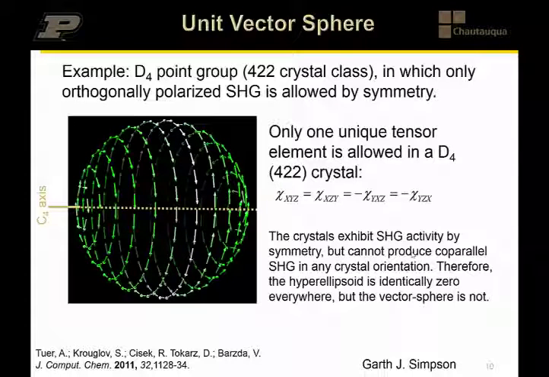However, there are limitations, and I mentioned the fact that you only recover the coparallel polarized component of the vector sphere representation. This is one case where the difference is most noted. If you look at, for example, something with D4 symmetry for your point group, and this might be a crystal class like tetragonal lysozyme, then there's really only one unique non-zero tensor element, and it turns out that no matter what the orientation of the molecular crystal, it can only ever generate cross-polarized output. In this case, there is no hyperellipsoid representation because there is no projection along the normal to the sphere, and yet there is still second harmonic and sum frequency activity as visualizable through the vector sphere representation.